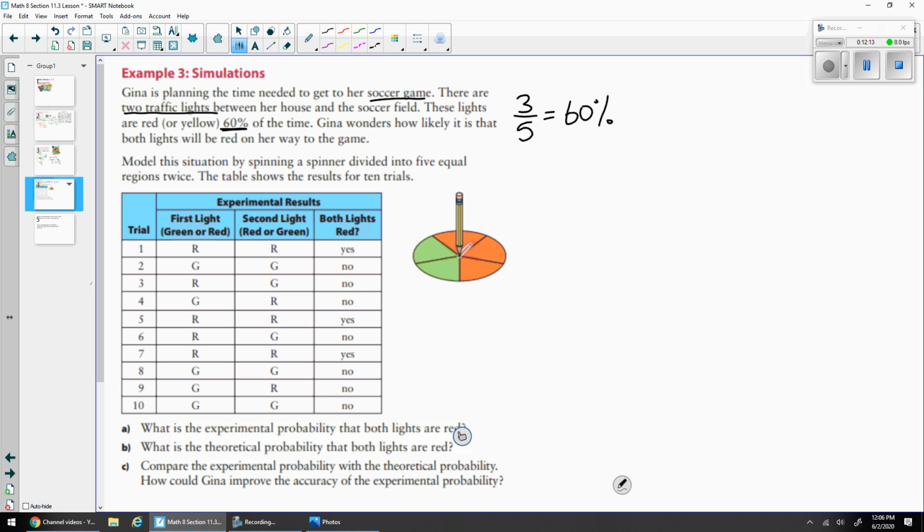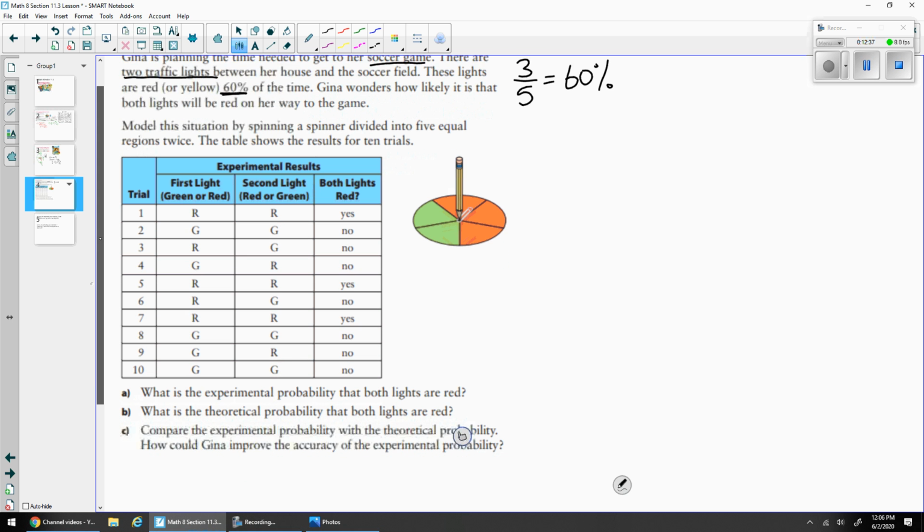Okay, so she showed on her spinner 60% red. And since she's going through 2 lights that are 60% of the time red, she was able to spin this spinner twice and see a simulation of what are the chances that when she's going to her game, she's going to get red lights both times. So for some reason, she was just really interested in this.